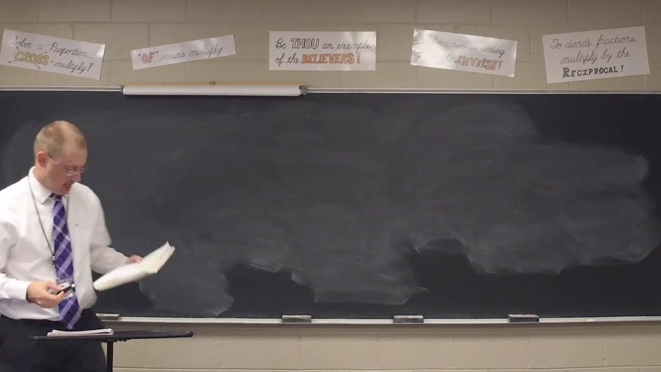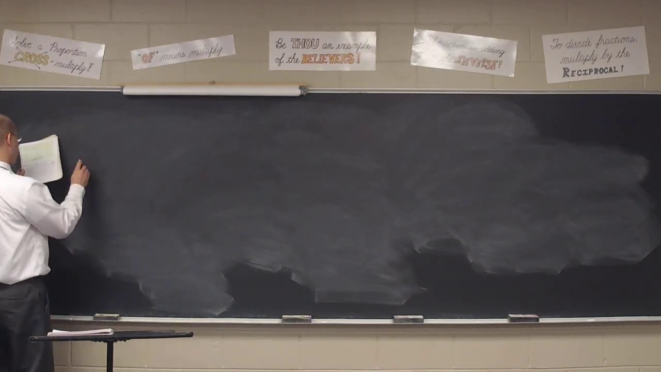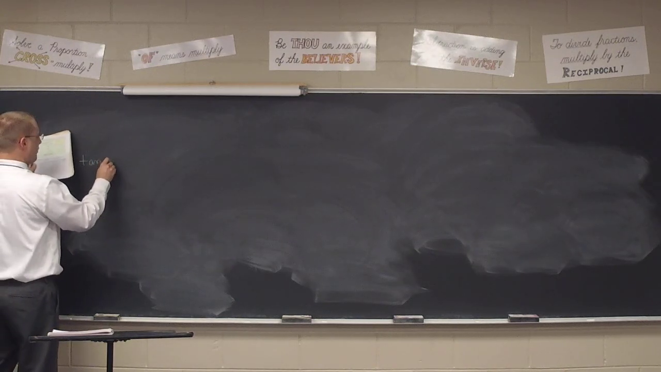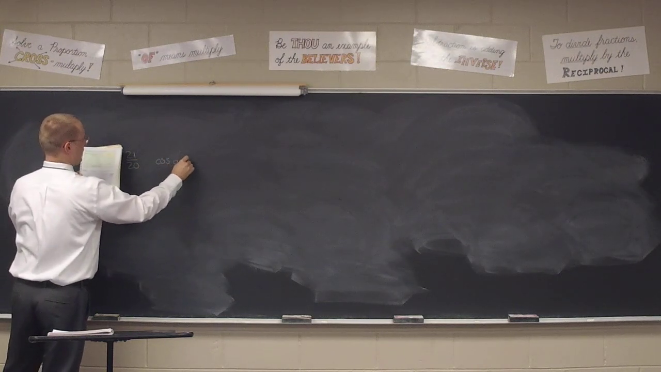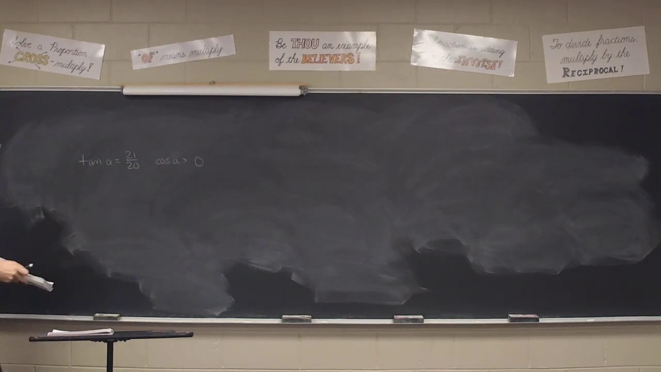Let's take a look at number 3 in here. Number 3, we've got the tangent of alpha is 21 over 20, and we know that the cosine of alpha is greater than 0.